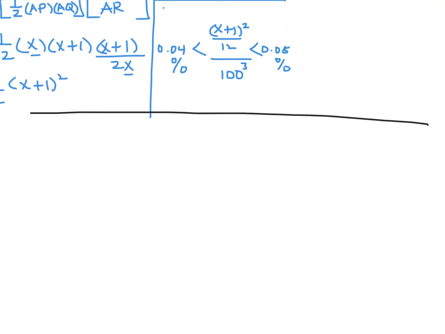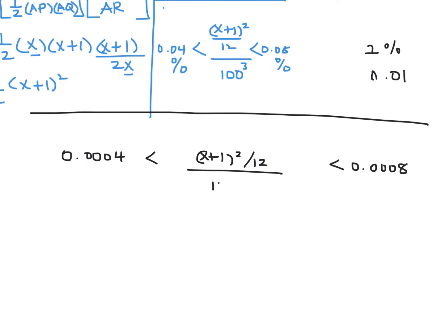Okay. Now, first of all, these are in percentages. So for example, if it was 1%, you have to convert that to a number. 1% is 0.01. You divide 1 by 100 to get 0.01. So similarly, these percentages have to be divided by 100 to get an actual number. And when you do, you get 0.0004. And then on the other end, you get 0.0008. So that's very important. And then this one in the middle, (x plus 1) squared, let's just leave it like that, all over 12, all over 100 to the power of 3.